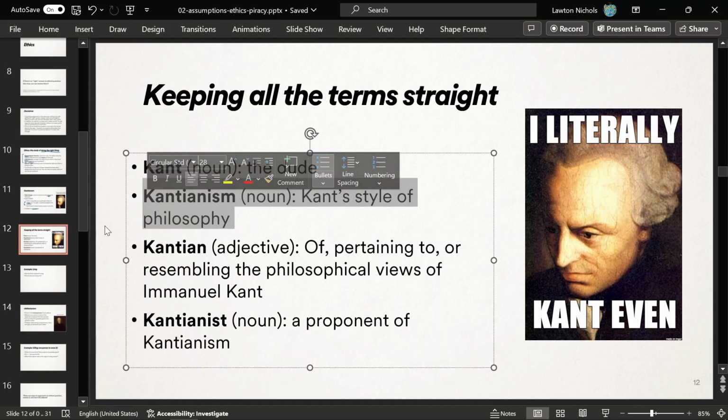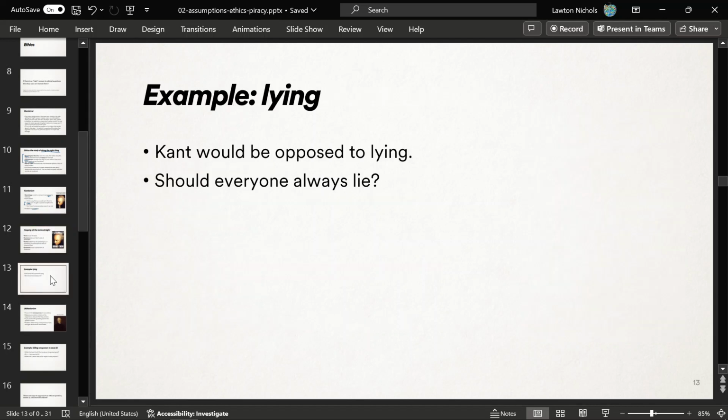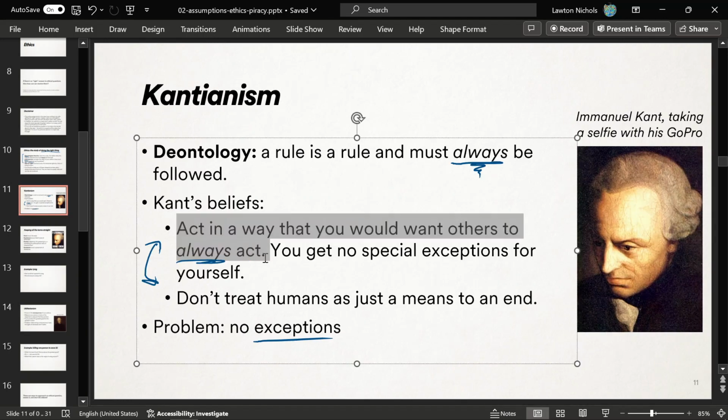That's Kantianism, the philosophy. Kantian is the adjective, all right? That is describing something in a way that Kant might appreciate. So like, that was a Kantian idea. That was a Kantian approach to a problem, right? That's the adjective. And then Kantianist is a person who is a fan of Kantianism, okay? So I'm going to use these words. Now you've seen them once. All right? So a standard example of Kantianism, a standard ethical dilemma, would be lying. Kant would be very opposed to lying, right? Because he'd be like, all right, would I want everyone to always lie to me?